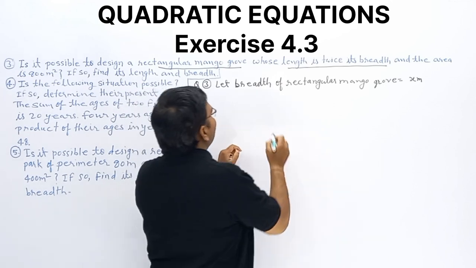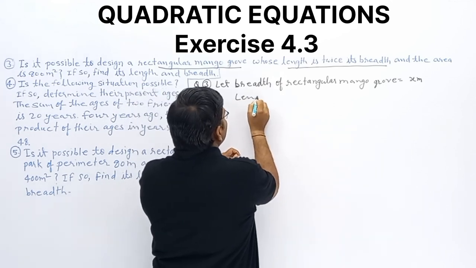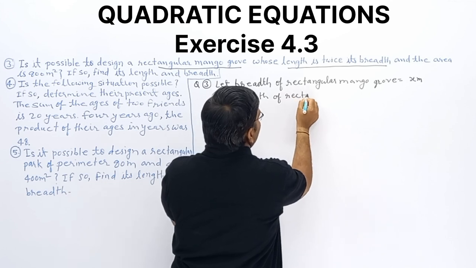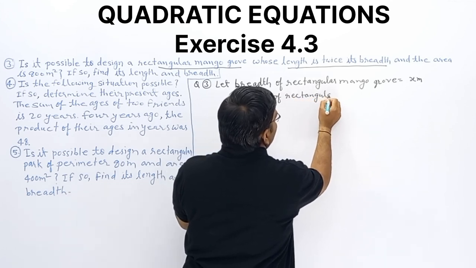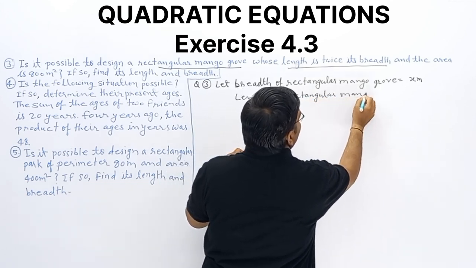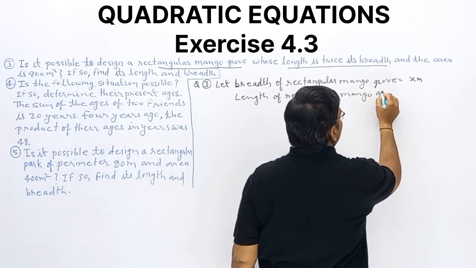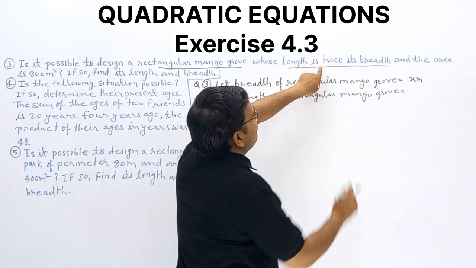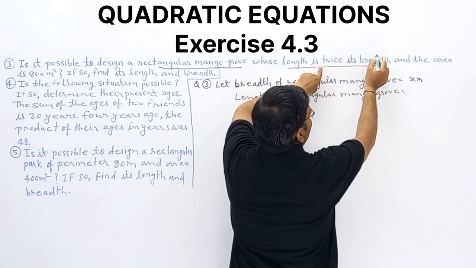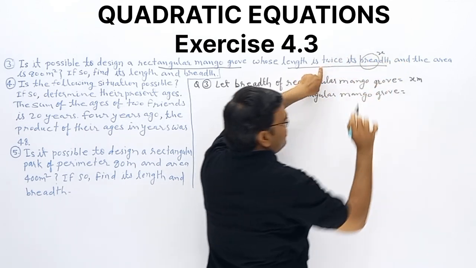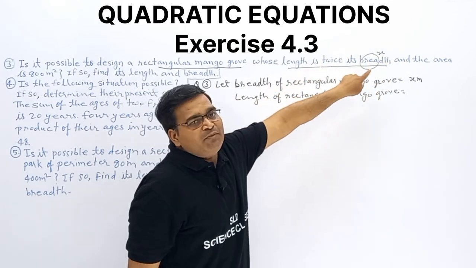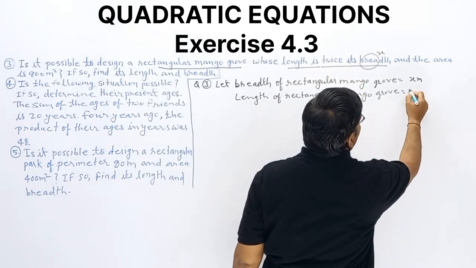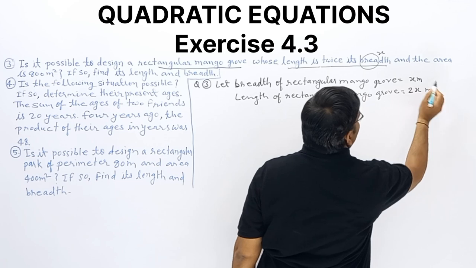Then the length of the rectangular mango grove will be what? Length is twice, 2 times its breadth. Breadth is what we assumed, x. Twice its breadth means 2 into x. So the length of the rectangular mango grove will be 2x meters.